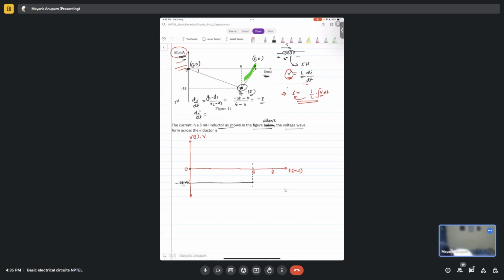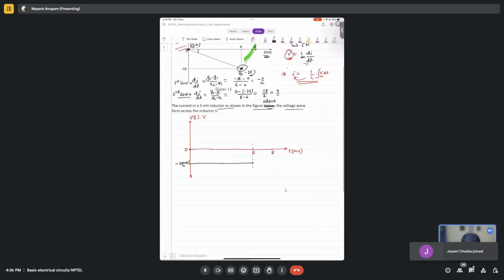for the second line, this is equal to again y2 minus y1 divided by x2 minus x1. What will it be? y2 minus y1 is 0 minus 18, divided by x2 minus x1, which is 8 minus 6. So it will be 18 upon 2, which will be equal to 9. Fine. And this will also multiply with the inductor here. And the value 9 multiplied by inductor is 45 millivolts, right?